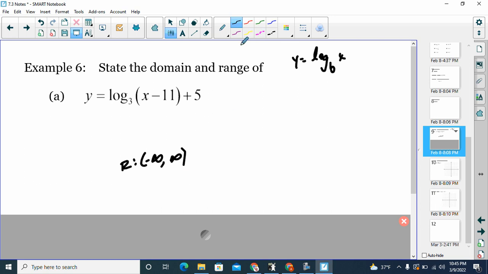To find the domain, we are going to take whatever we are taking the logarithm of, in this case x minus 11. And we said that what we take the logarithm of has to be positive. It can't be negative, it can't be 0. So we say it's greater than 0. Adding 11 to both sides gives me x is greater than 11. So the domain is from 11 to infinity.